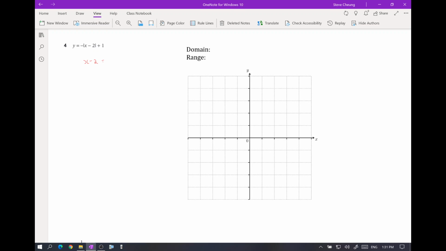So if I look at the inside, it's 0 when x is equal to 2. So that means the vertex is going to have this coordinate for the x value. And we have a vertical translation of 1. And this time, because this is a negative, we know it's going to point downwards. So it's going to point down at 45 degrees. And we still have our 1-to-1 scale.